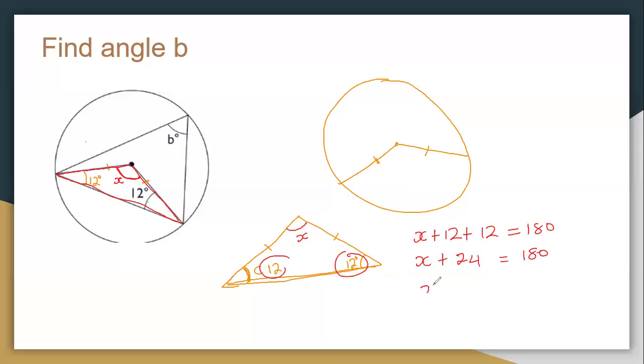Then after you collect like terms, you say X plus 24 minus 24 will equal 180 minus 24. And therefore our X will equal 180 minus 24, which will give us 156 degrees. So now, after obtaining 156 degrees, you can go back and calculate what your angle B is, because the property we have used is still the same property. This angle at the center we have formed is 156.